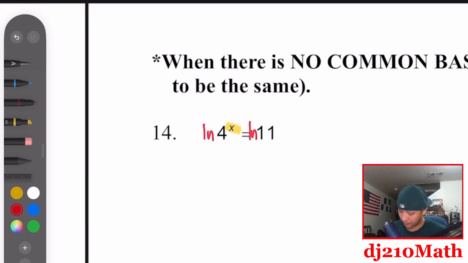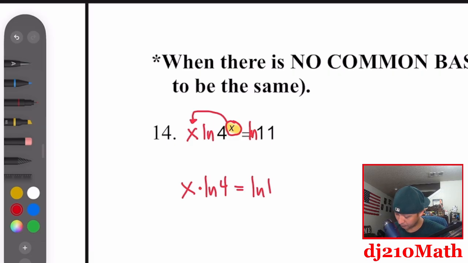Why do we use the natural log? Because there's a very specific property that says if we have a natural log of something that has an exponent, then I can bring the exponent to the front. This is the sole purpose of using logarithms. So we have x times the natural log of 4 is equal to the natural log of 11. The natural log of 4 and natural log of 11, you should not know this. This is 1000% calculator work.